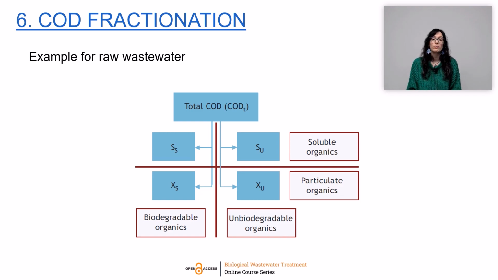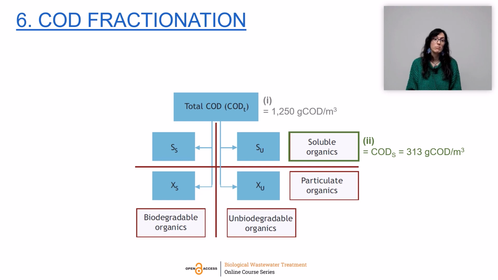So let's follow the procedure with raw wastewater as an example, but it is basically the same for the other streams. As first step, we know the total COD concentration from the information given in the example. As second step, we also know what is the soluble COD concentration, also given by the exercise. Then we can calculate the particulate fraction as the difference between the total and the soluble COD.